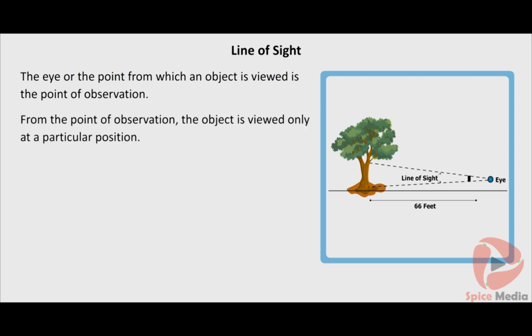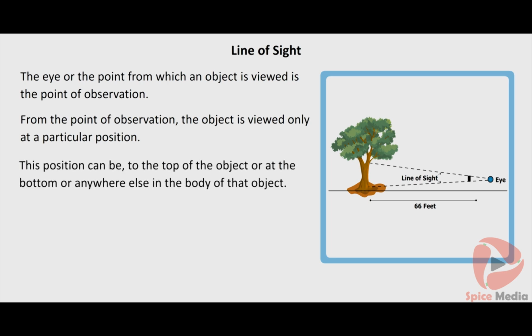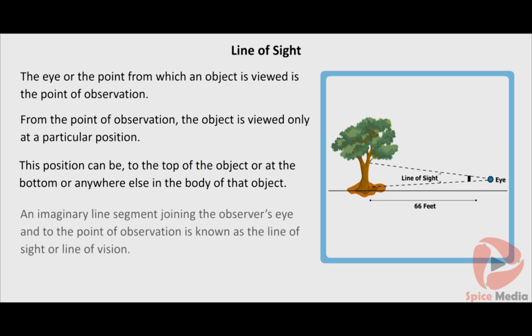From the point of observation, the object is viewed only at a particular position. This position can be to the top of the object or at the bottom or anywhere else in the body of that object. An imaginary line segment joining the observer's eye and the point of observation is known as the line of sight or line of vision.